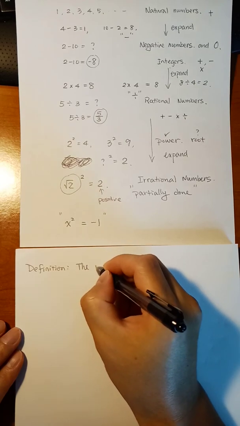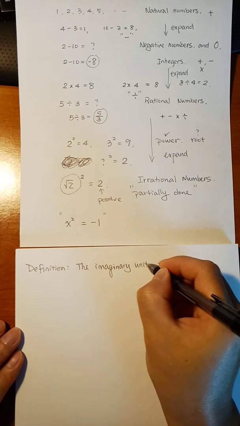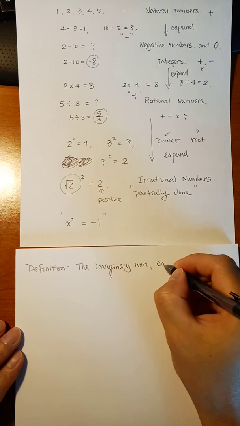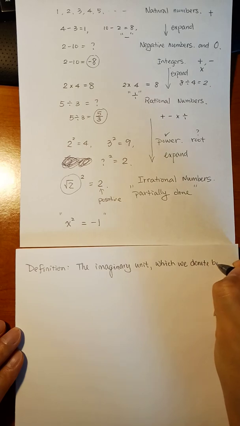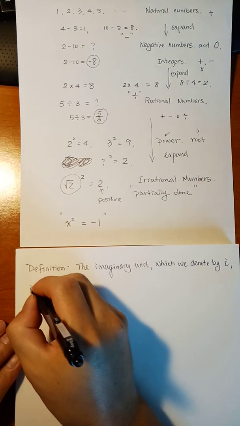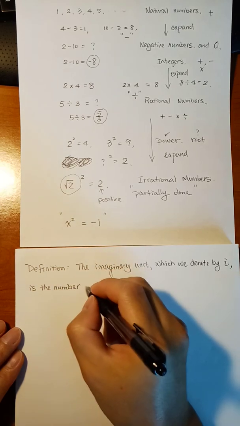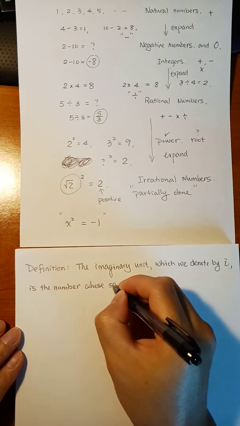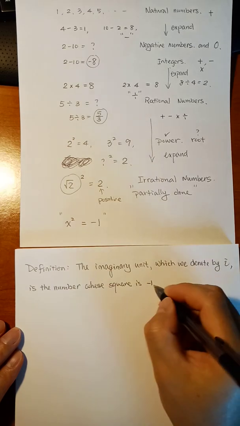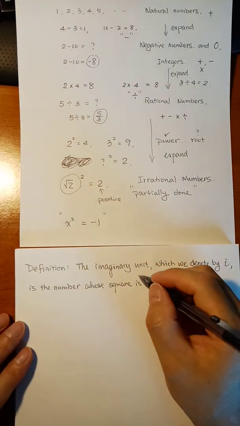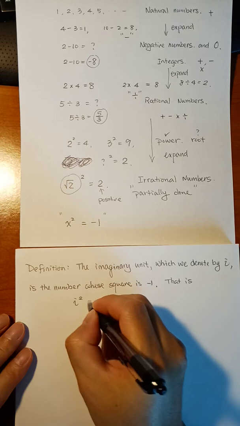So the imaginary unit, which we denote by i, is the number. You consider it as a number whose square is -1. Okay, imaginary, you have to really imagine it. That is, i squared is equal to -1.